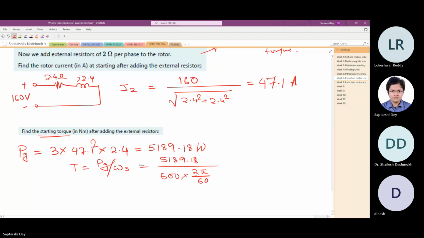Oh, sorry, there is a mistake here. One digit I missed. It is 15972.55. So this divided by 600 times 2 pi by 60 gives 250 Newton meter, 254.2.